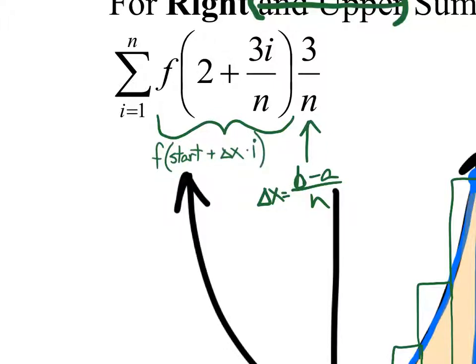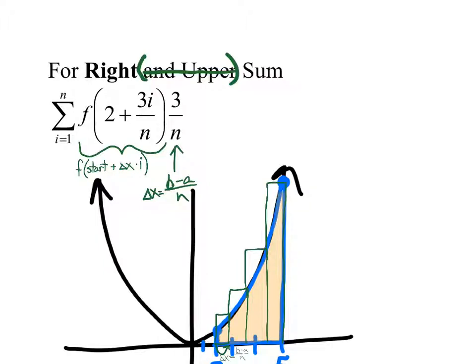That b minus a over n, that 3 over n, I'm multiplying it by the i. Oh, you're multiplying it twice? We're multiplying it by the i inside the function, then we're evaluating the function at that value. And then I'm multiplying that y value by the delta x because that's the width of the rectangle, okay? Let me just show you how this is working out.